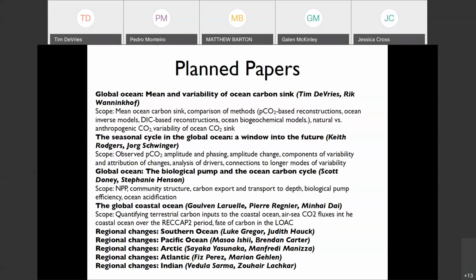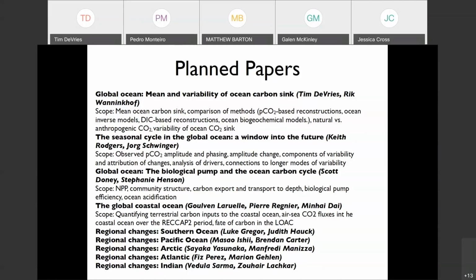Then we have a paper planned on the seasonal cycle in the global ocean, talking about changes in the seasonal cycle, in particular its amplitude as we go into the future. Keith Rodgers and Jörg Schwinger are leading that. A paper on the biological pump and ocean carbon cycle. Scott Doney and Stephanie Henson are leading that. And this will deal with estimates of NPP, carbon export, the fate of carbon in the interior ocean, et cetera.